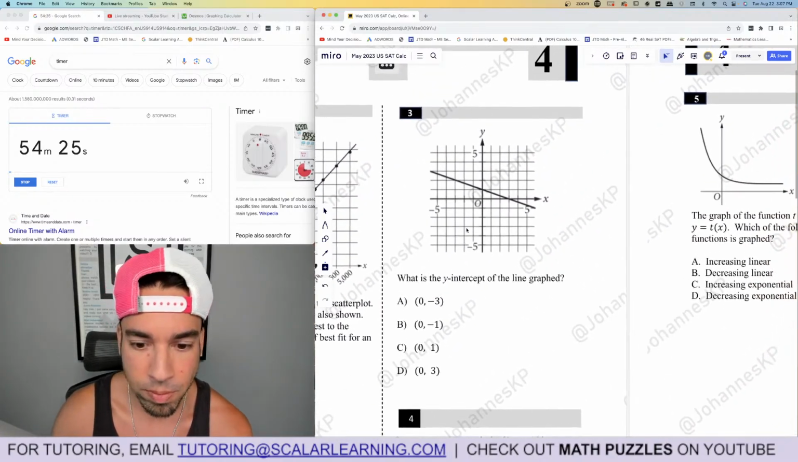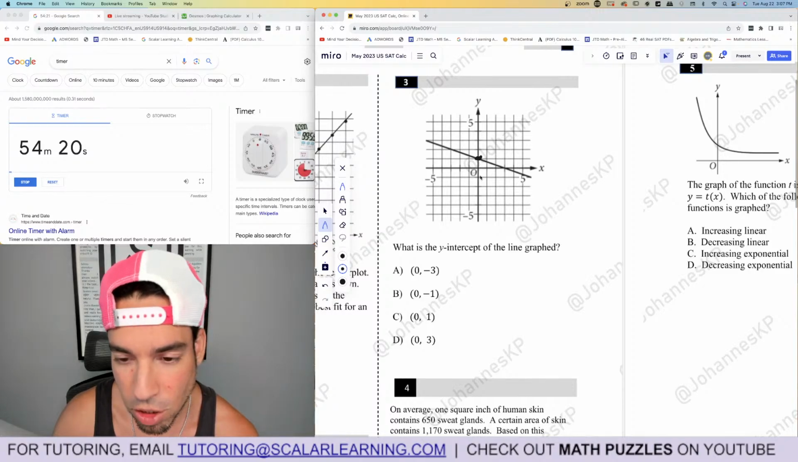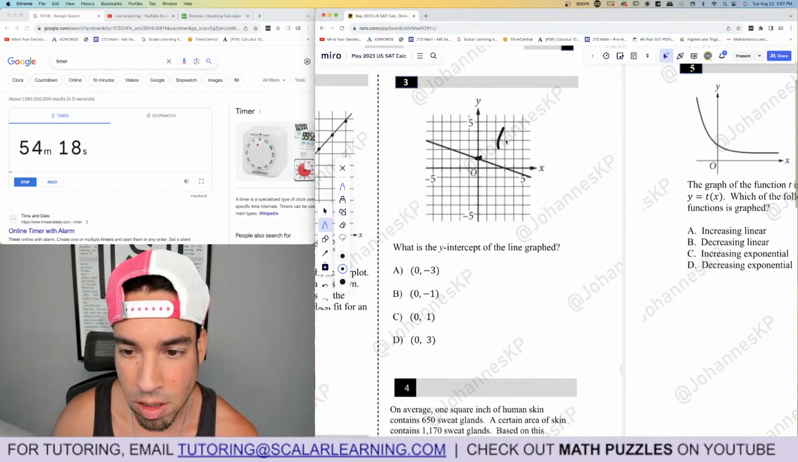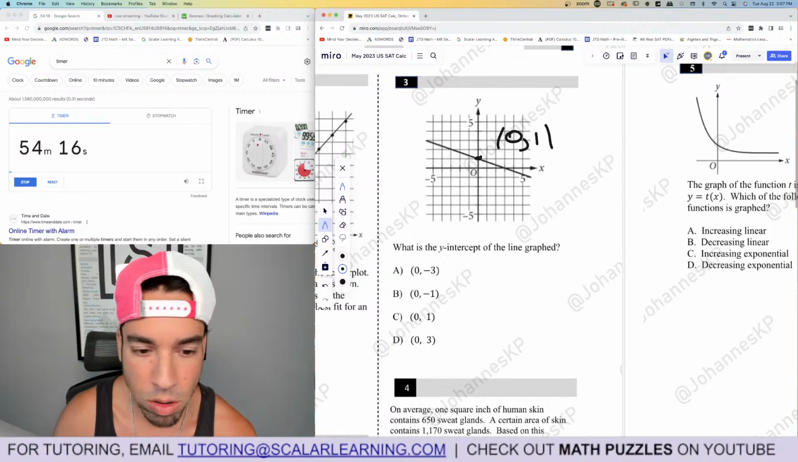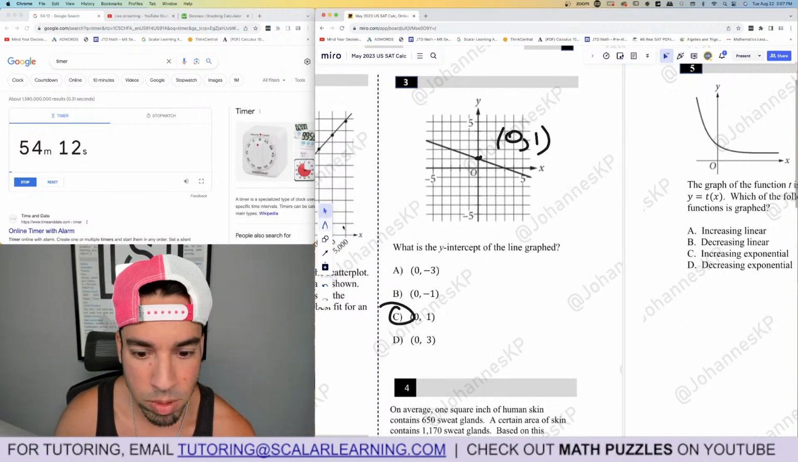Done. Number 3. What is the y-intercept of the line graph? Y-intercept is where it hits the y-axis right there. That y-intercept is an x value of 0, y value of 1. Oops. So that should be a 1. Nice, in parentheses: (0, 1). C is the winner. Boom, done. Number 4.